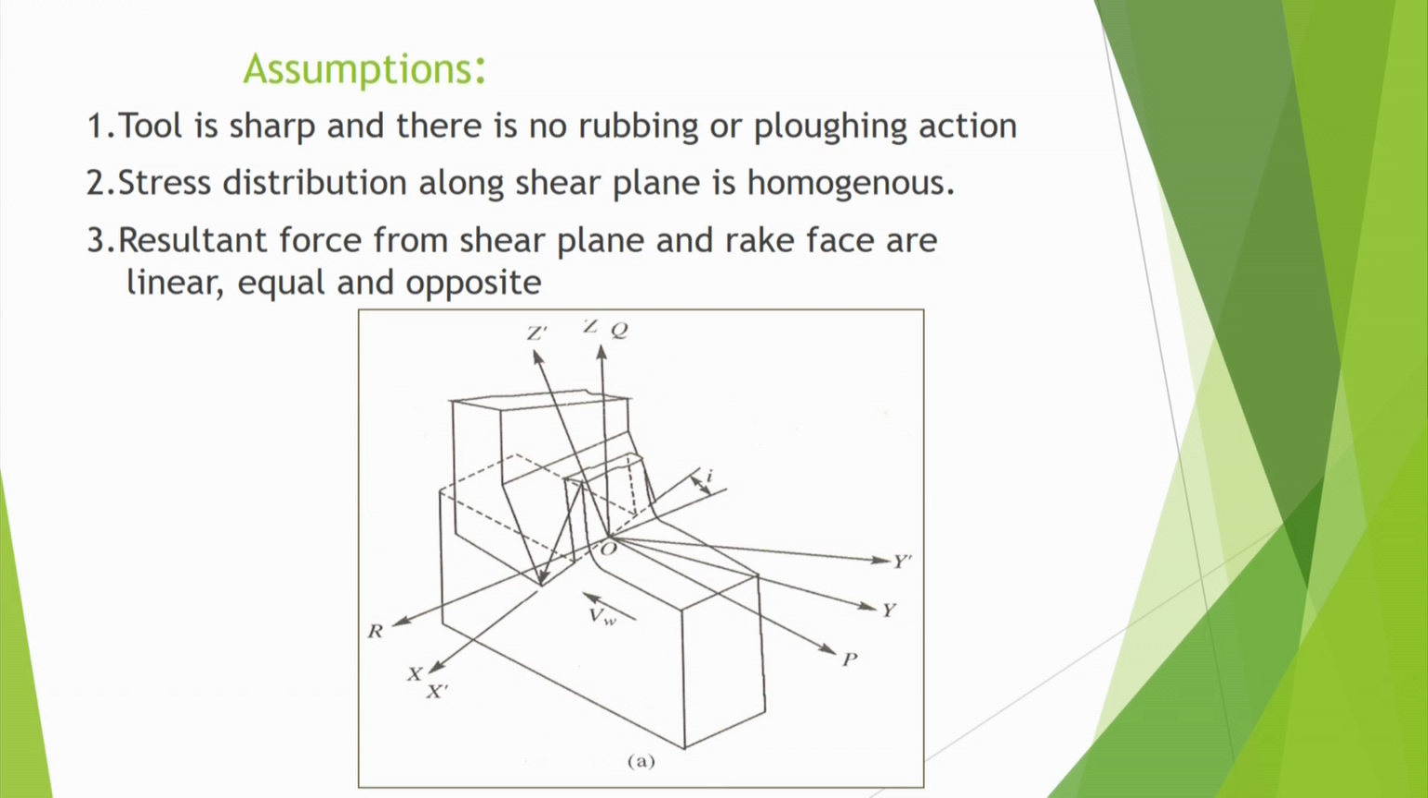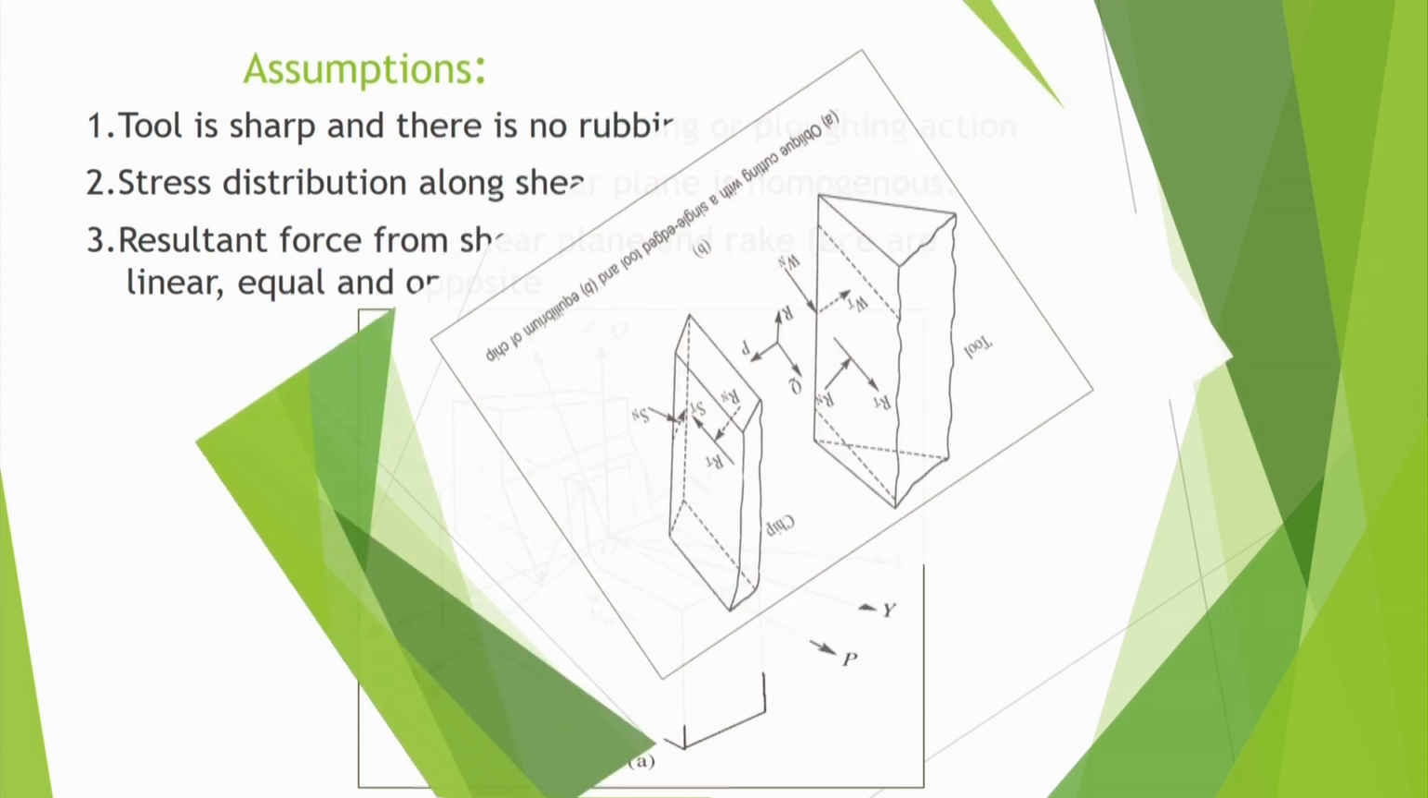Like in orthogonal cutting, we will say that there is a chip and the chip is supported from two sides by forces. One set is applied by the rake surface, friction force and normal, and another is from the work material across the shear plane, and both are equal and opposite. But as we have already seen, these need not be equal and opposite, and that is why there is some chip curling. In fact, the assumption here is that these are linear, equal and opposite.